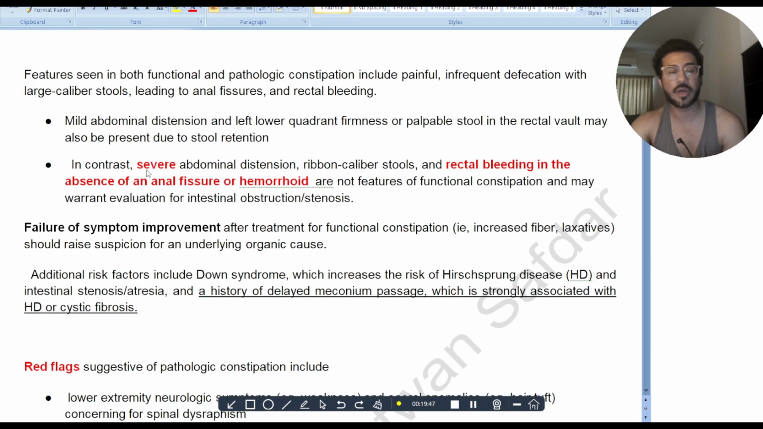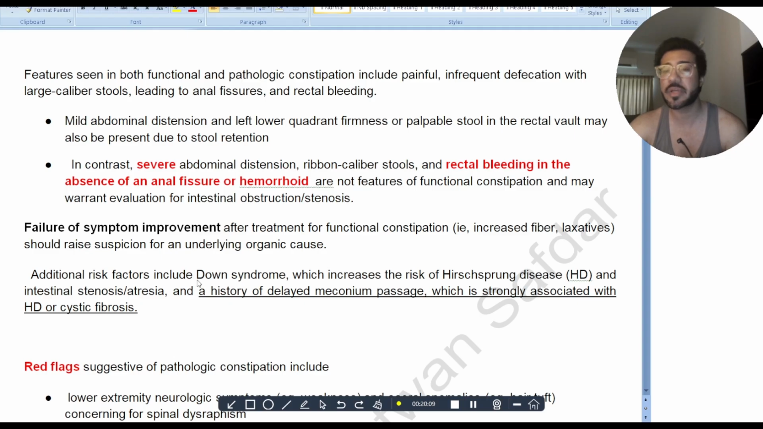So if you give this a read, it's gonna become easier for you before we discuss some scenarios. Failure of symptoms to improve after treatment for functional constipation, like I increase the fiber intake of the patient, give him laxatives, but still the constipation ain't getting better. So that prompts us to further investigate a pathological cause.